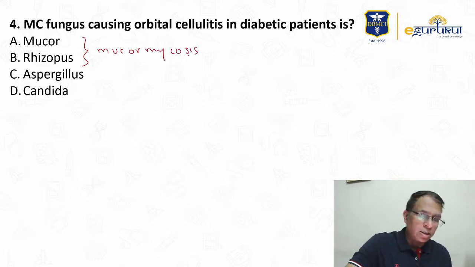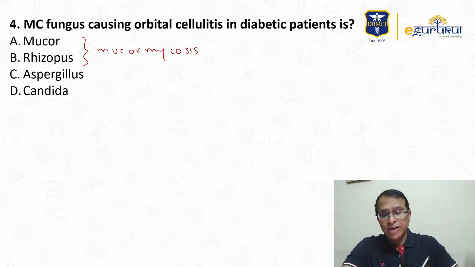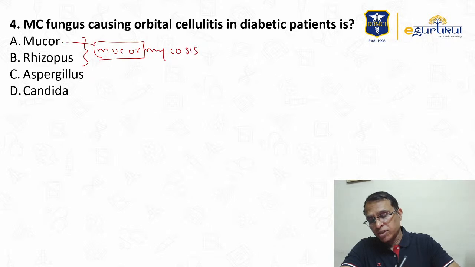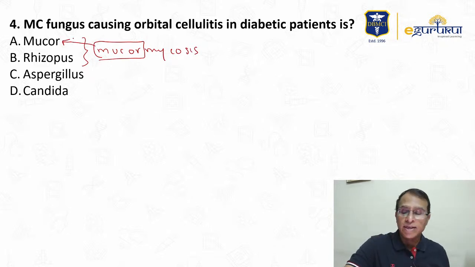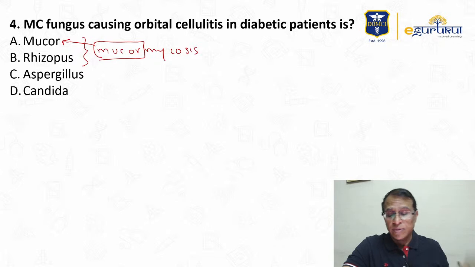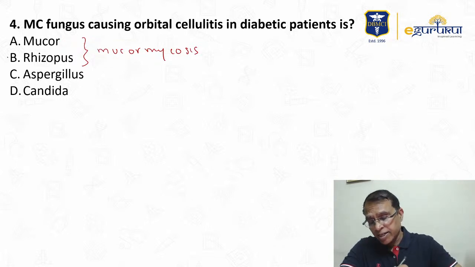And this is slightly controversial. From the name, if you go for mucormycosis, it appears Mucor is the most common fungus causing mucormycosis, and therefore this would be the correct answer. It is given in some books, yes, but this is not the correct answer. The correct answer is Rhizopus.